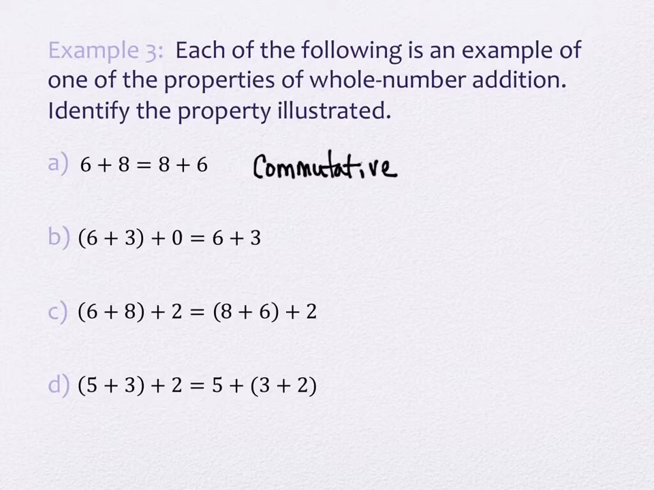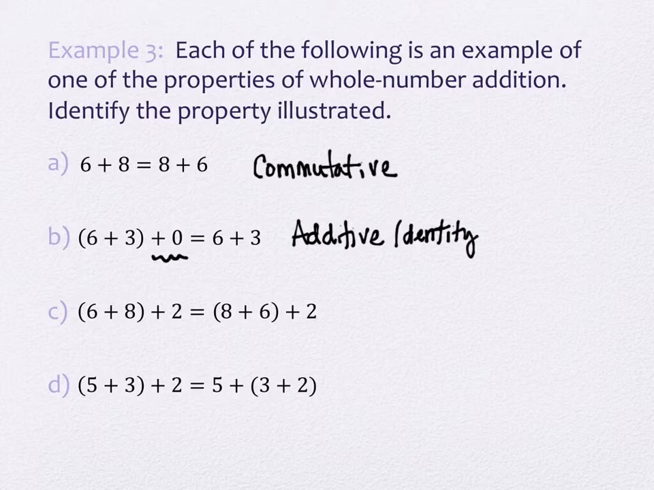It's the identity. And the reason is because there's a plus 0 on one side that subsequently does not change the 6 plus 3 that's on the right-hand side. So this is the, and we need to be very specific, this is the additive identity. The additive identity is the number 0. Multiplicative identity will be something different. How about the next one?